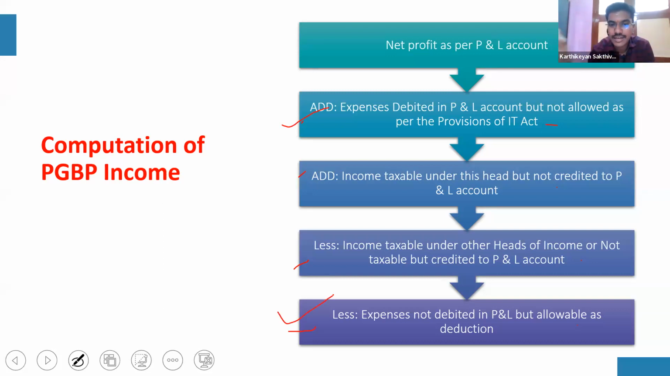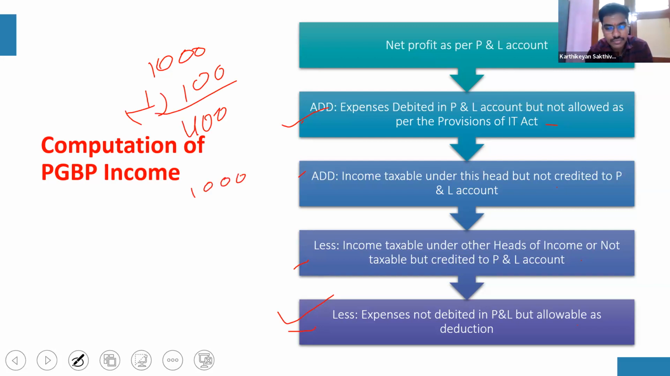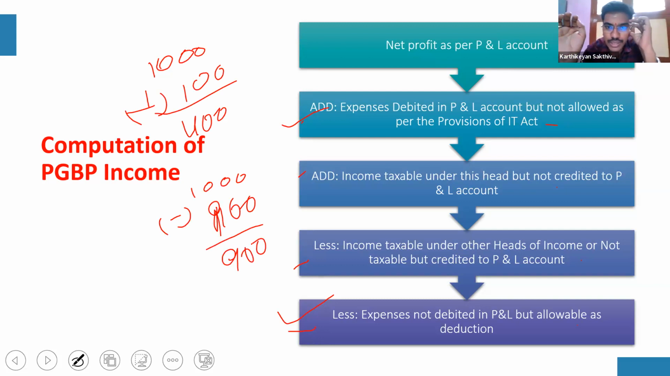So if there's a net profit of 1000 rupees and you have debited an expense of 100 rupees which is not allowable as per the Income Tax Act, to that extent your profit will increase, so it will be 1100. The same is the case if you found your net profit without deducting an expense which is allowable as per the Income Tax Act. You now subtract that expense, similar to debiting it to the P&L account: 100, so it will be 900.